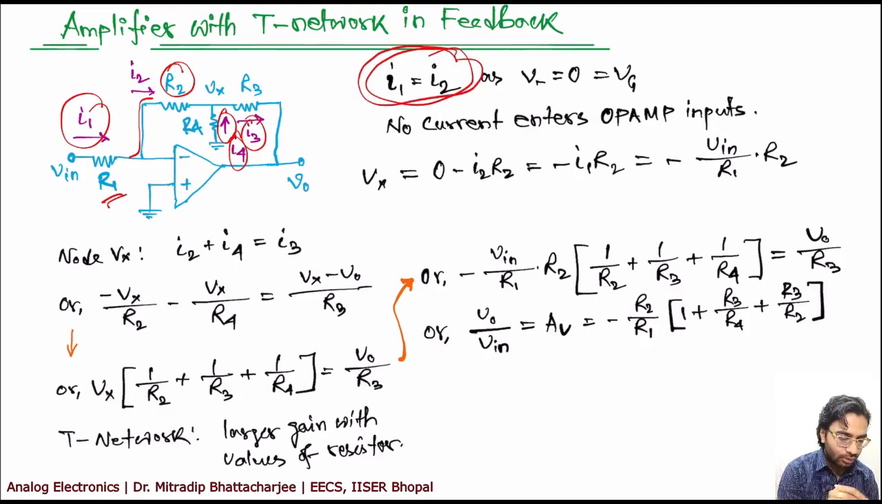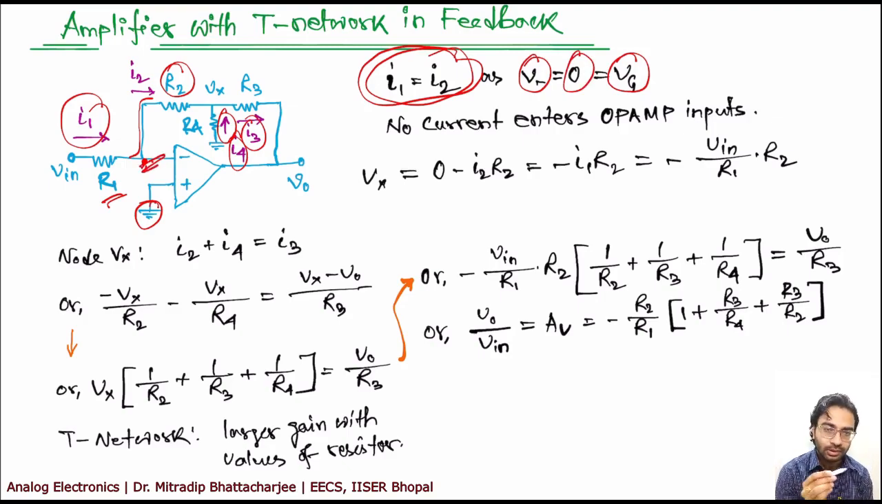I1 will be equal to I2 because this is ground. So this is virtual ground. So you can expect all the current from I1 is going to the resistor R2. So your V minus in this case is equal to VG, which is 0, because this is ground. So this one will also be a virtual ground, already discussed. So no current enters the input.